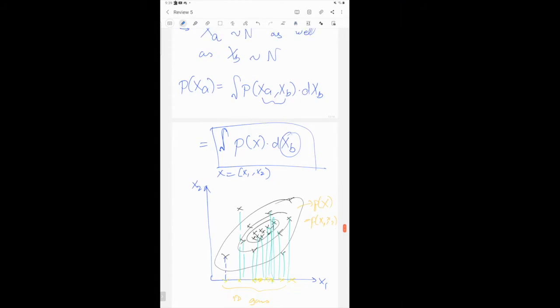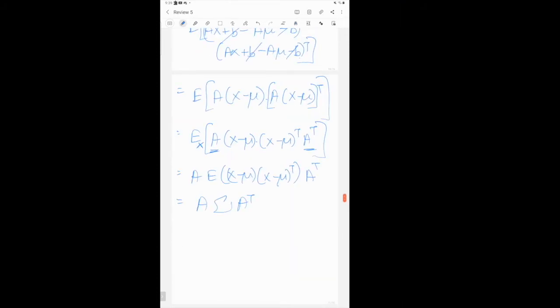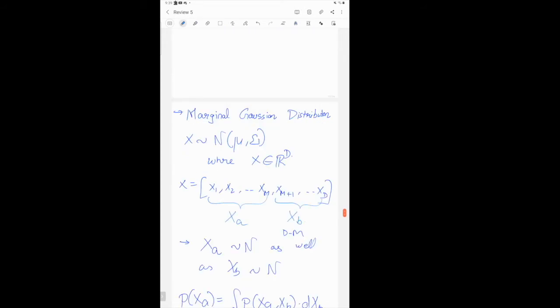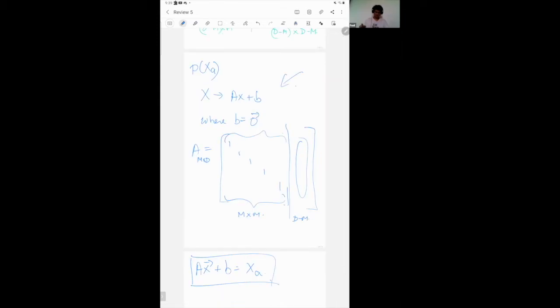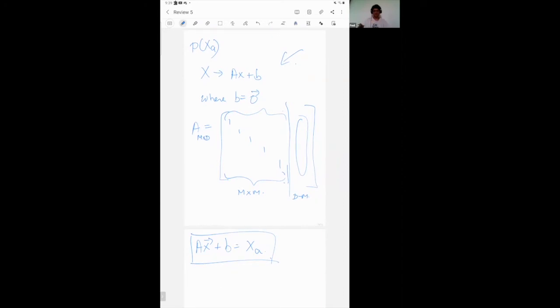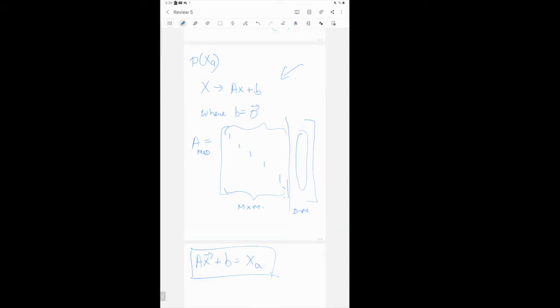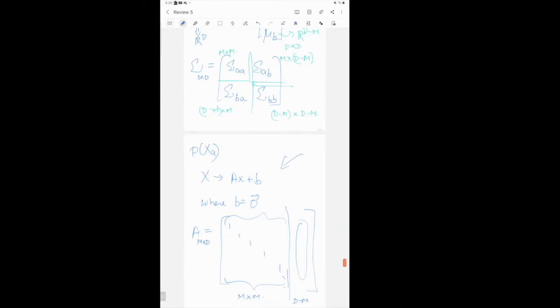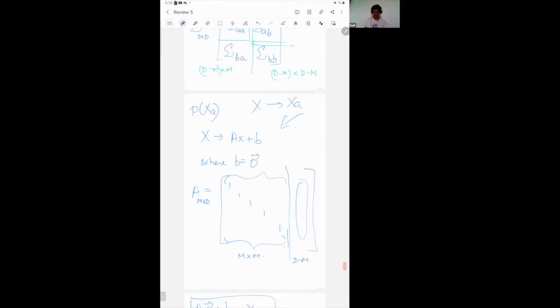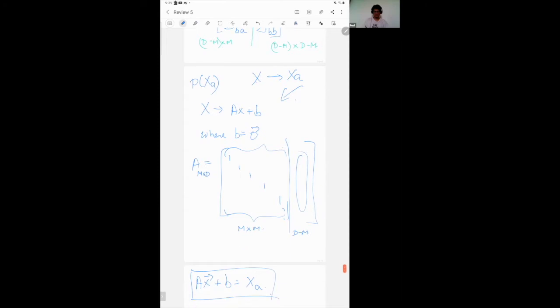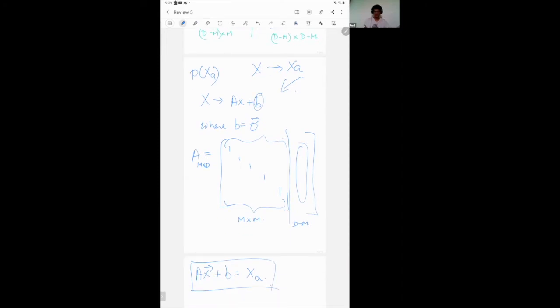I was a bit confused about why B is zero, in this case, for that affine transformation that we perform. What we are trying to do here is, B doesn't need to be zero for our affine transformation. We are choosing B to be zero because what we want is to get XA. So from X, we want to obtain XA, and the way we are obtaining it is by choosing this linear transformation, a matrix A.